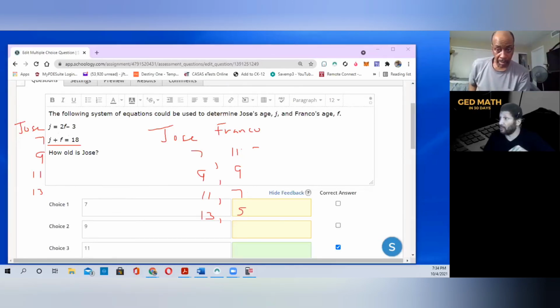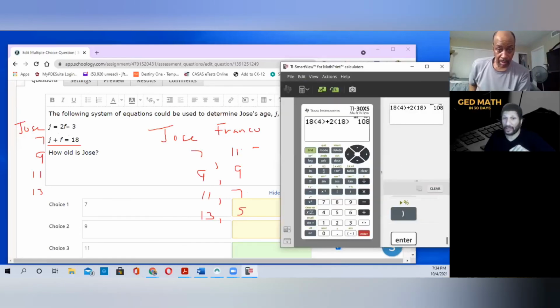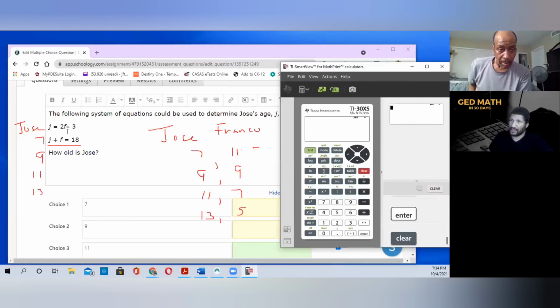This is the easiest way to do it. So you've got that formula right there. J is equal to 2 times whatever Franco's age is minus 3. So 2 times 11 minus 3. Is that equal to 7?